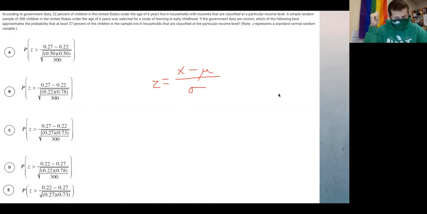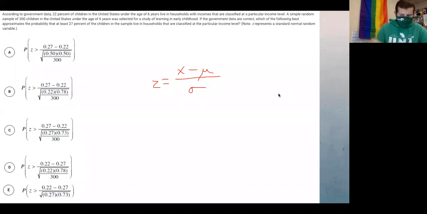A simple random sample of 300 children in the United States under the age of 6 years was selected for a study of learning in early childhood. I don't know if I read that right. If the government data are correct, which of the following best approximates the probability that at least 27% of the children in the sample live in households that are classified at a particular income level?